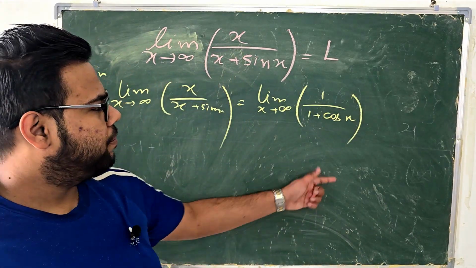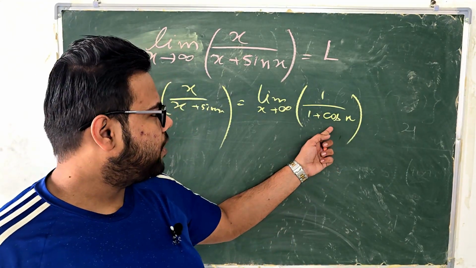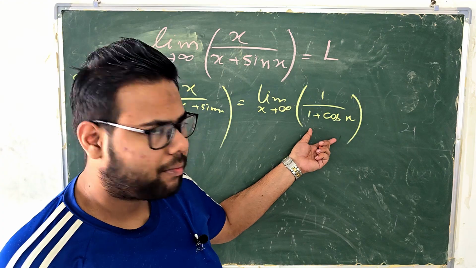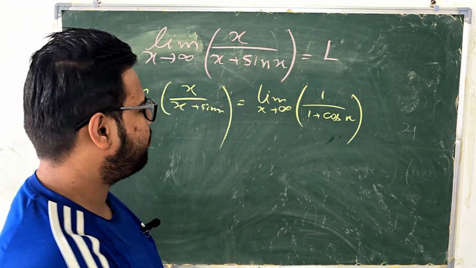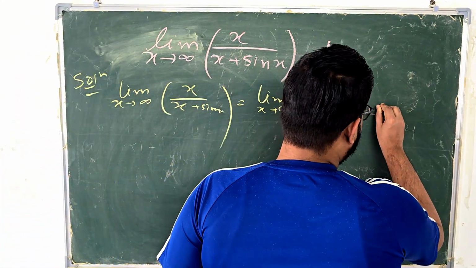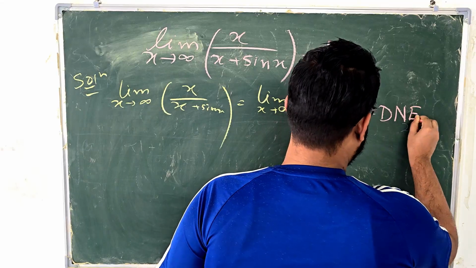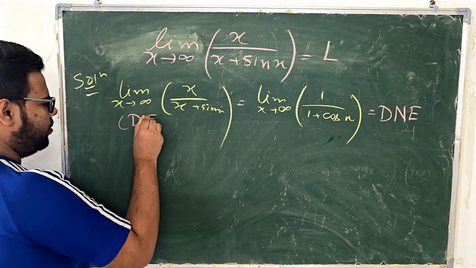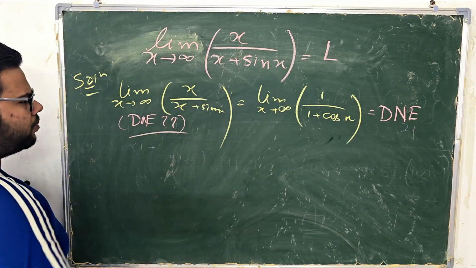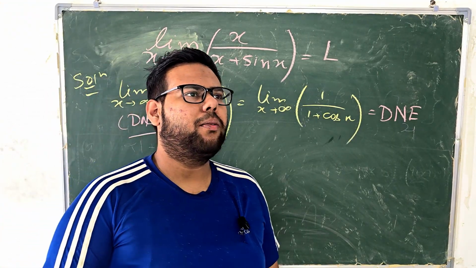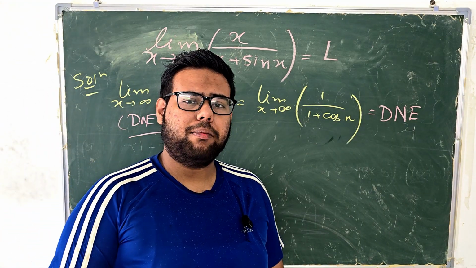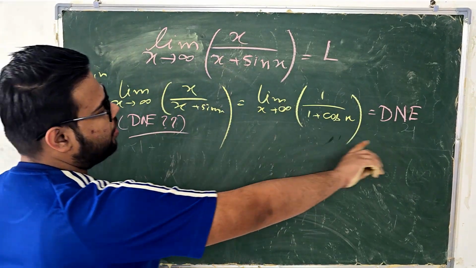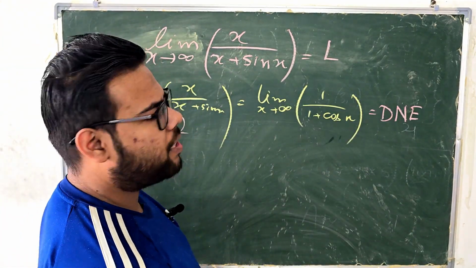Now notice one thing. Cos x, when x tends towards infinity, is not defined. So does it mean that the limit does not exist? Well, the question becomes ambiguous now. Why? Because when you apply L'Hopital rule over here, you get does not exist.